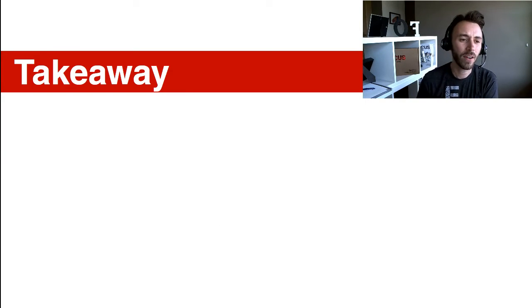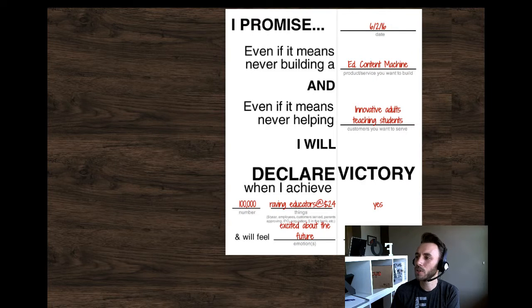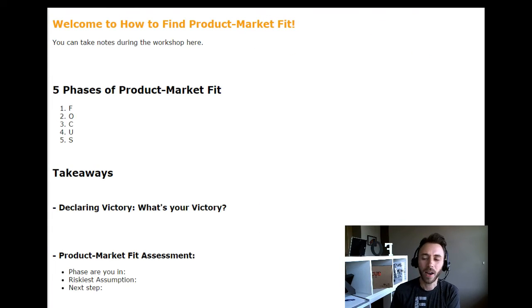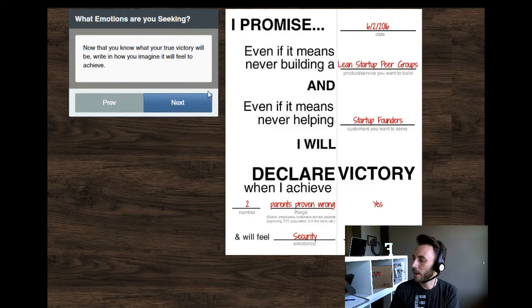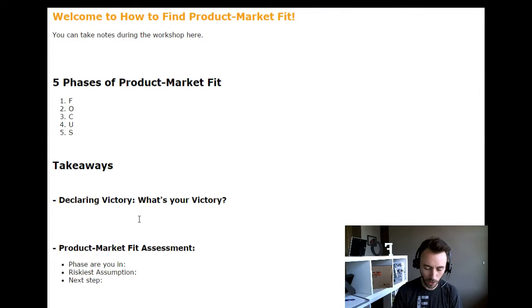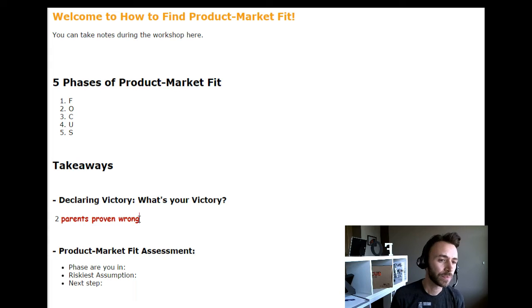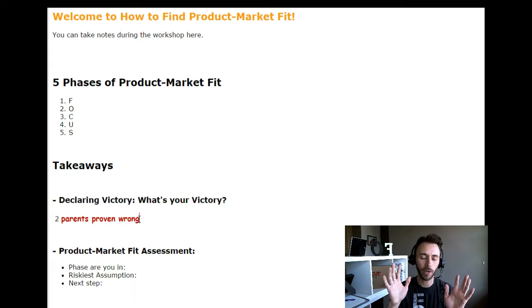Takeaways. I want to make sure everyone has a takeaway from this exercise. So go into your notes section here, and I want you to write down in the declaring victory what your victory is. I'm going to go back to mine here, and you can just copy and paste this in here if you want. Declaring victory 2, parents proven wrong. Just a heads up, my parents are incredibly supportive, so I don't have this problem, but you get the idea.